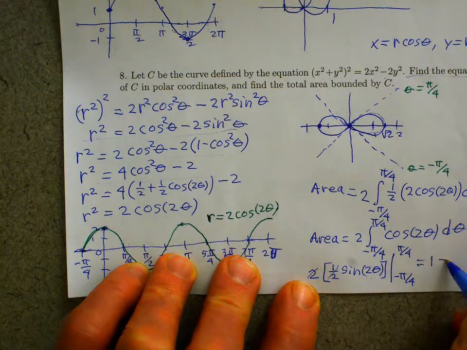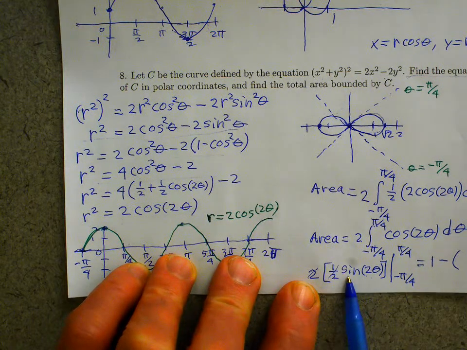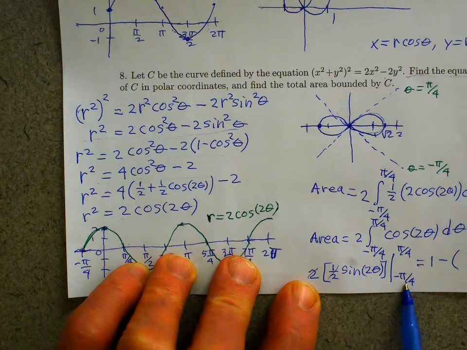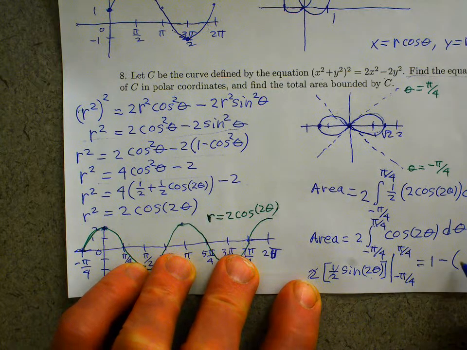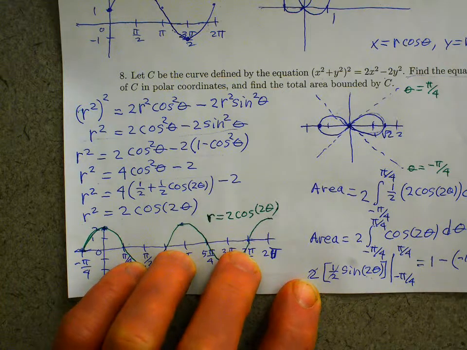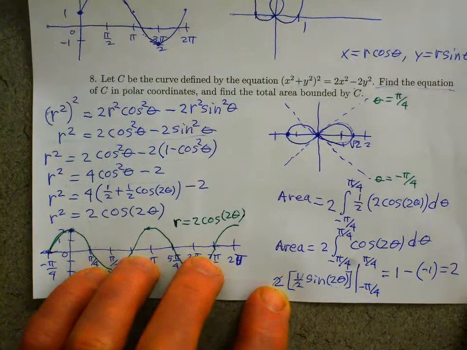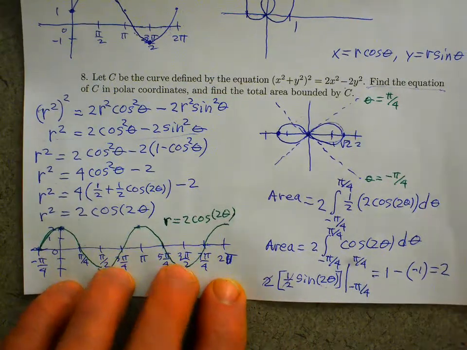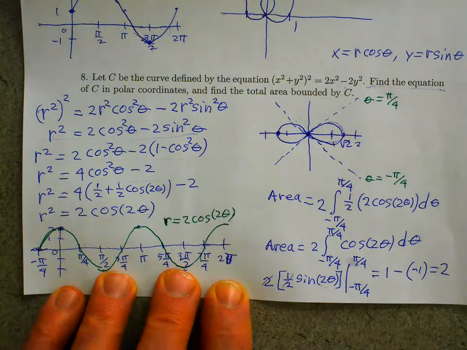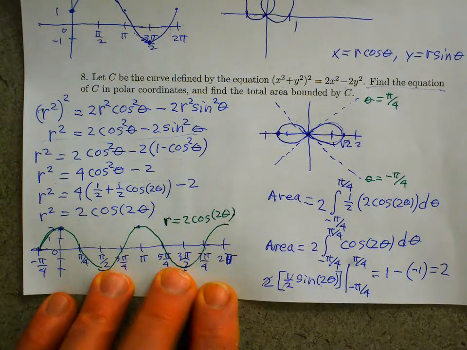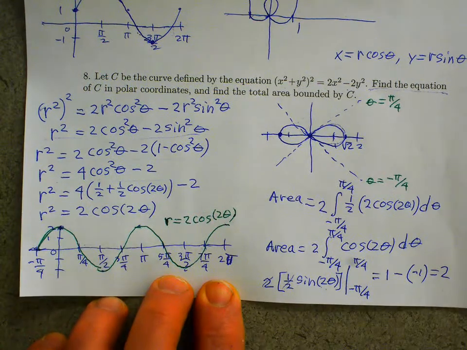And then we're subtracting sine of 2 times negative pi over 4. Sine of negative pi over 2 is negative 1. So 1 minus negative 1 is 2. Okay, so the total area enclosed by that curve is 2. All right, let's move on to the next page.